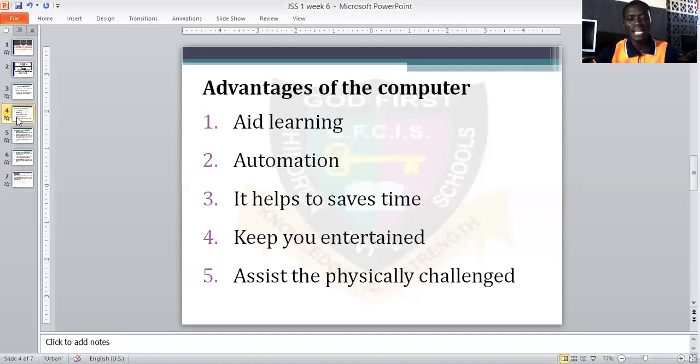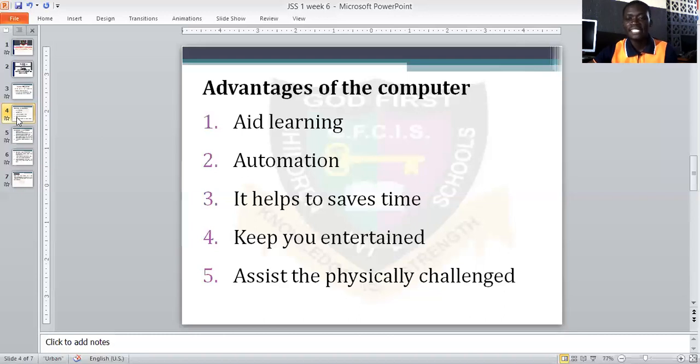Another one is it keeps you entertained. Computer is one of the gadgets we use to entertain ourselves, to watch movies, to play games, and do a lot of things. Some of us cannot do without computer every day of our life, without playing games with it, without watching TV with it, without browsing or doing some research with it. So computer keeps you entertained.